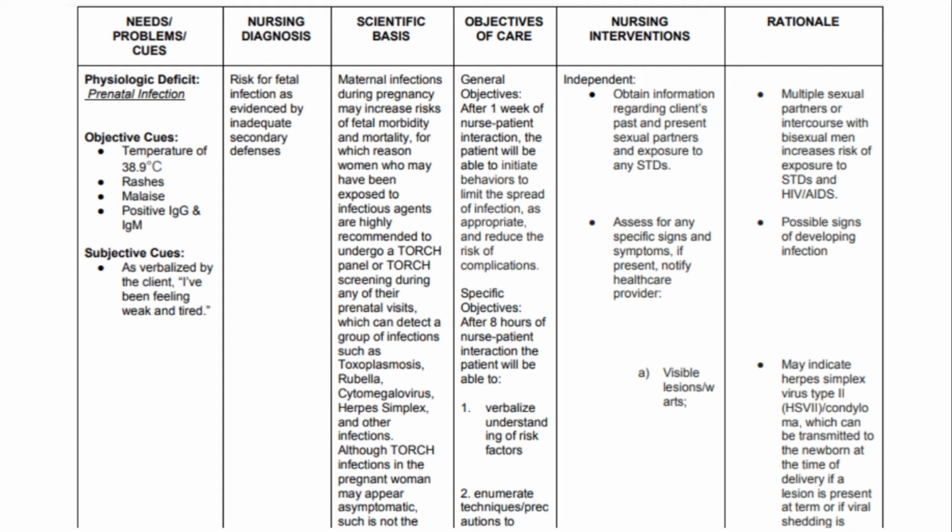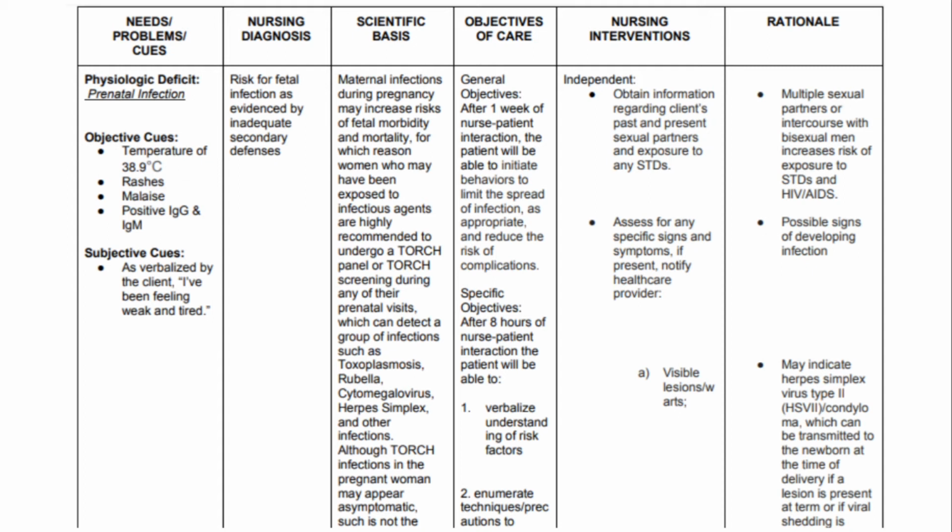The scientific basis is that maternal infections during pregnancy may increase risks of fetal morbidity and mortality, for which reason women who may have been exposed to infectious agents are highly recommended to undergo a TORCH panel or TORCH screening during any of their prenatal visits, which can detect a group of infections such as toxoplasmosis, rubella, cytomegalovirus, herpes simplex, and other infections.